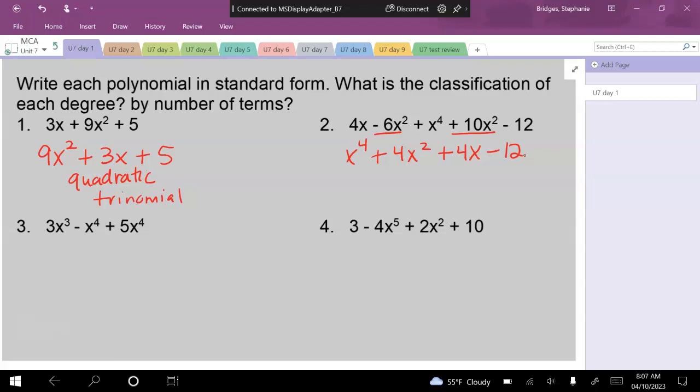Classify it by its degree first. A degree of 4 would be a, look at your list, degree of 4 is quartic. Remember 4 quarters? Quartic, kind of how I remember it. And then how many terms do I have? 4. So if it's 4 terms, what do we call it? Monomial, binomial, trinomial, or polynomial? Polynomial.